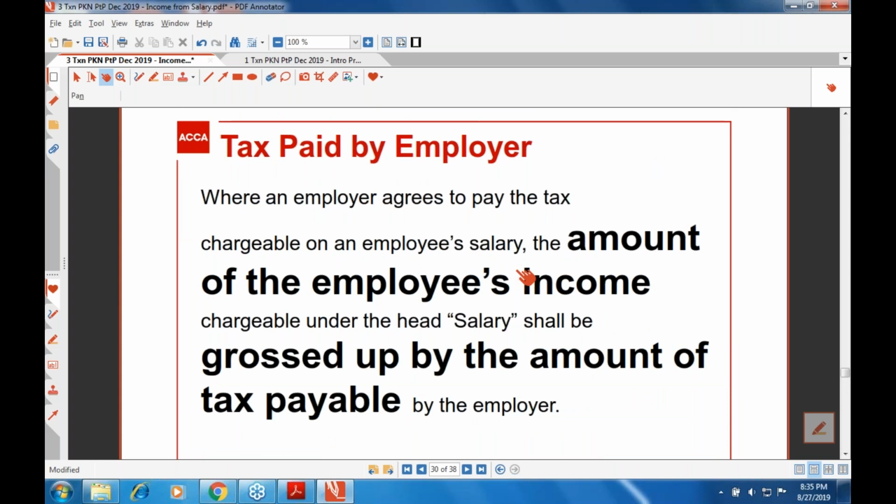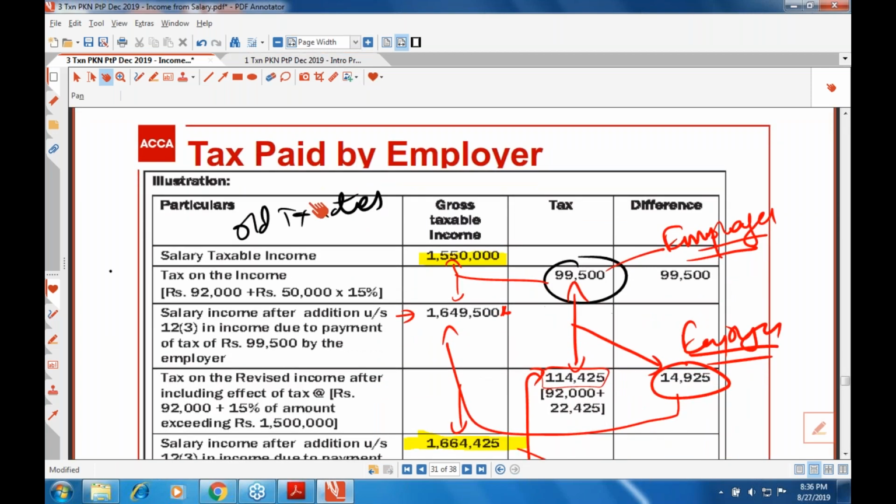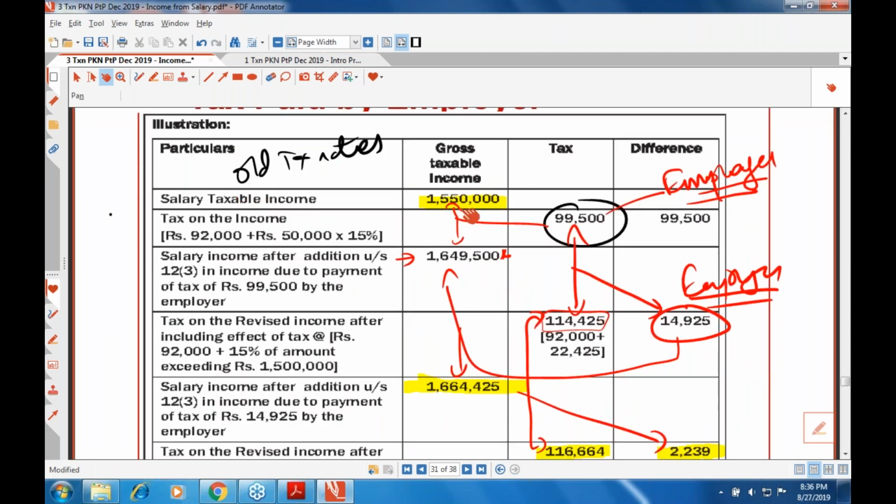Tax on tax is basically where the employer commits to his employee that your tax liability is going to be settled by the company. If the employer commits that the tax liability is going to be settled by them, then this benefit which the employer gives to the employee is going to be included in the income from salary of the employee. Now let's try to understand this. We are taking this example where an employee had a salary of 1.55 million. We computed the tax on this.